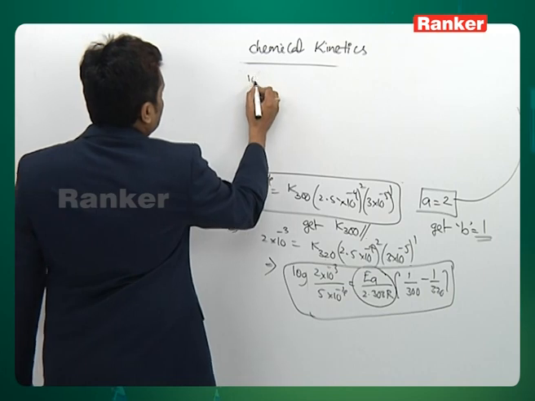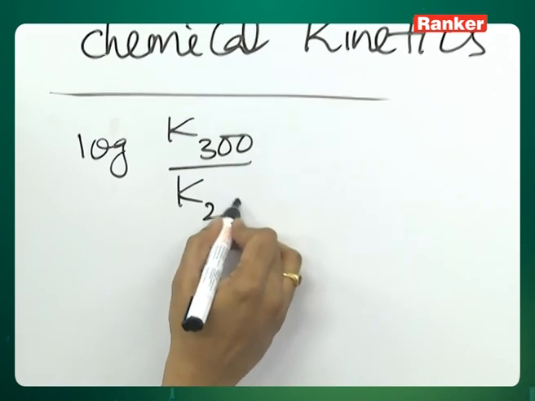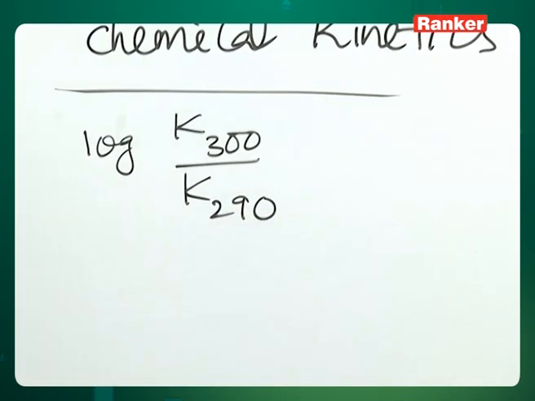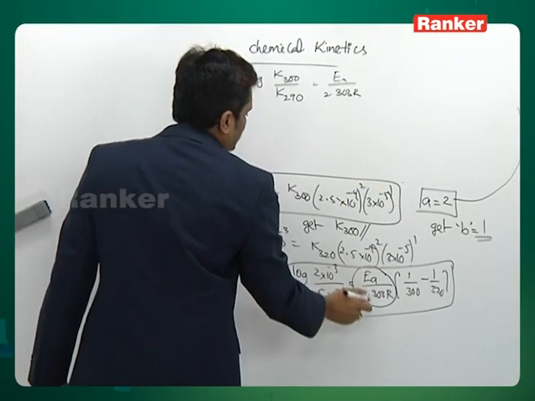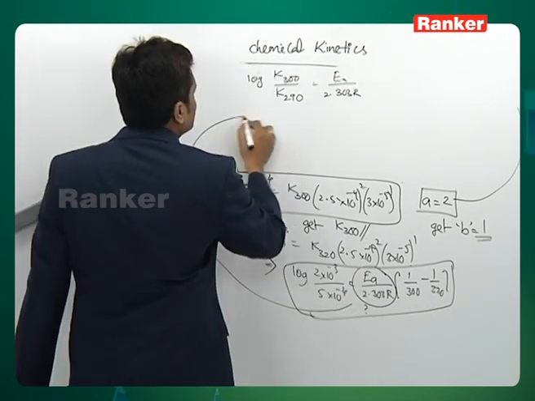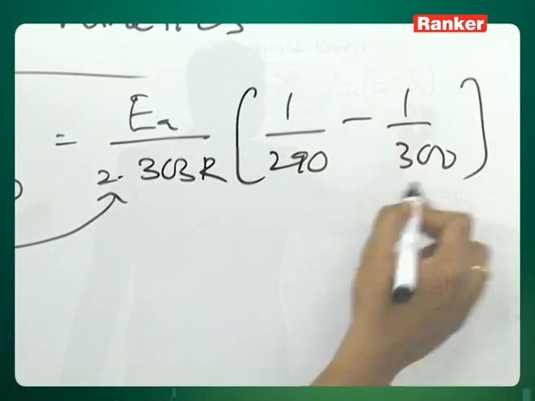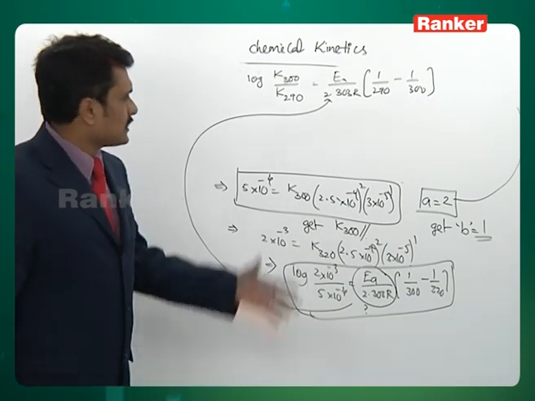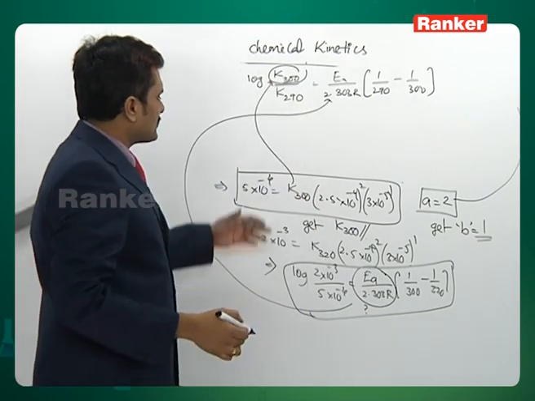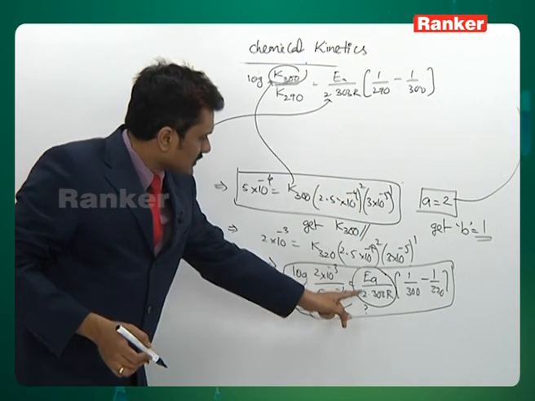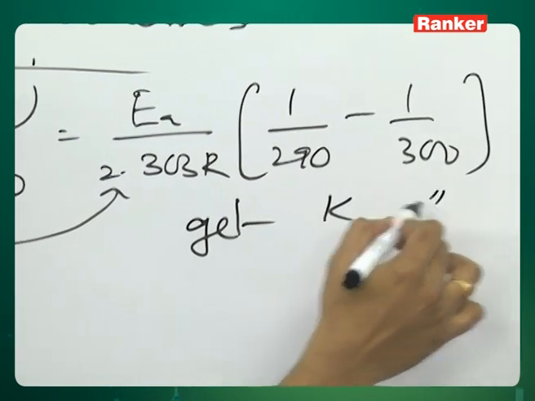Now we know that log K of anything you can take, either 300 or 320, but the ultimate task is to find the K of 290. But you know that EA by 2.303 R, whichever you are going to find out from there, is going to remain the same. The same value you will be substituting here into 1 by 290 minus 1 by 300. So by substituting this value, already we know the K300, we have calculated that value. After substituting K300 and EA by 2.303 R from this equation, you have to get K at 290 Kelvin.